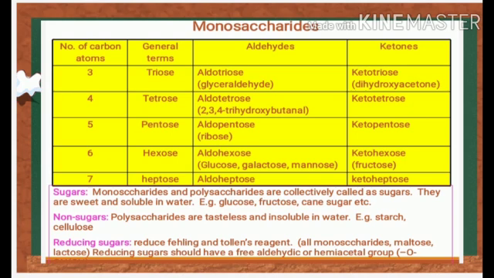Okay students, in general, monosaccharides and oligosaccharides are crystalline solids, soluble in water and sweet in taste. Therefore, these are collectively called sugars. And polysaccharides are amorphous, insoluble in water and tasteless, and they are therefore known as non-sugars.